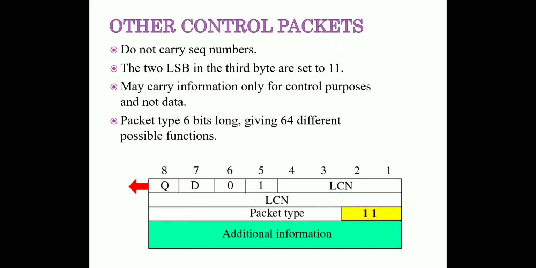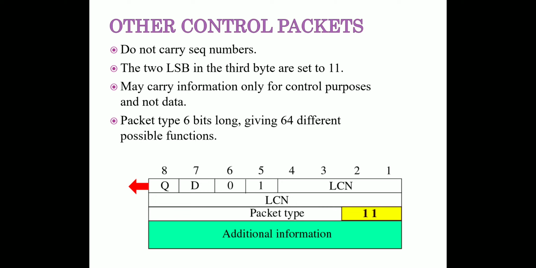Then you have the other control packets, and as you know, the other control packets will not have any sequence number, and there might be some additional information. But how are the other control packets identified? By the 2 LSBs in the third byte being set to 1, 1 in the header, that is marked in yellow.